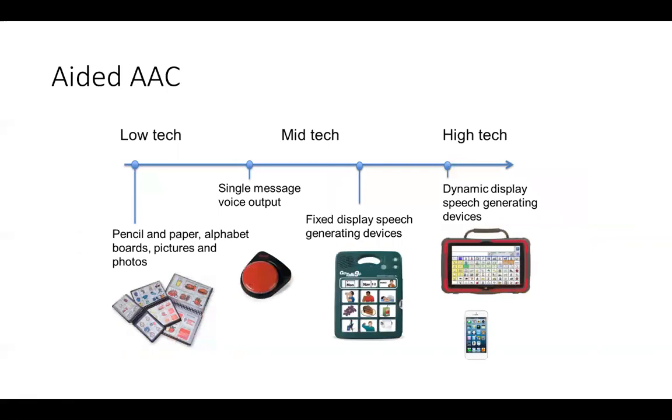Aided AAC falls somewhere on a continuum from low-tech to high-tech. Low-tech could be things like pencil and paper, alphabet boards, pictures, photographs. Both PECS and ImPod would be considered low-tech strategies. And then as you move up the continuum, you have mid-tech devices. These can be things like single-message voice output devices like a Big Mac, fixed display speech generating devices like a GoTalk, or high-tech devices. Now these can be dedicated devices or they can be non-dedicated tablet-based devices such as the iPad.